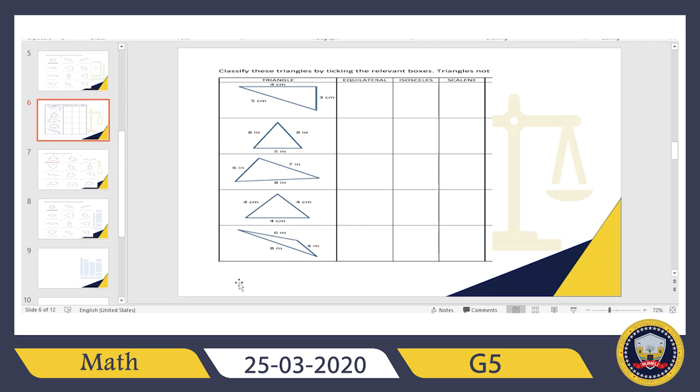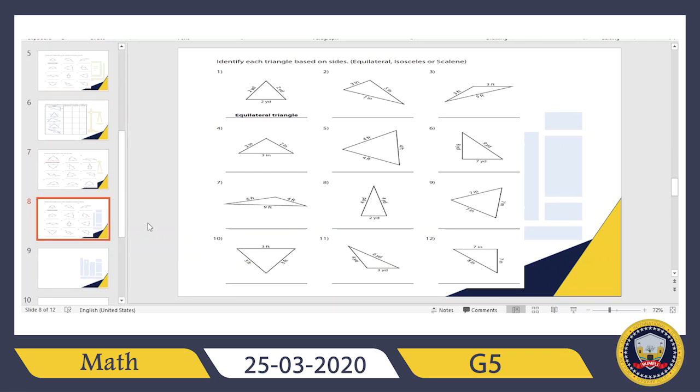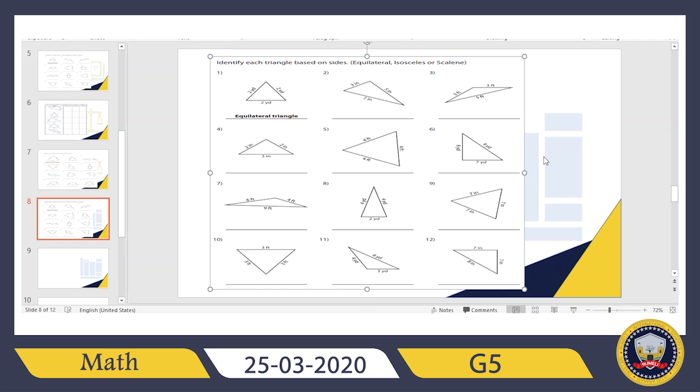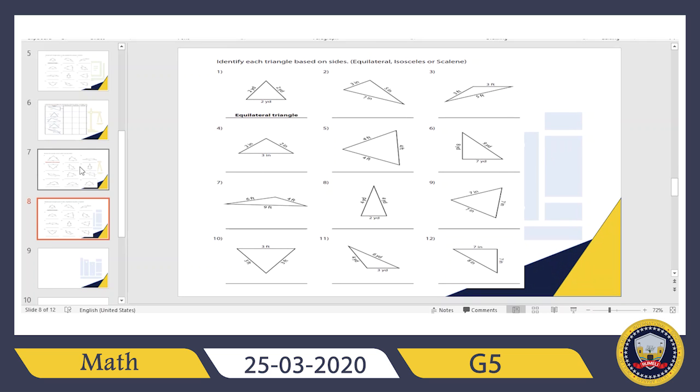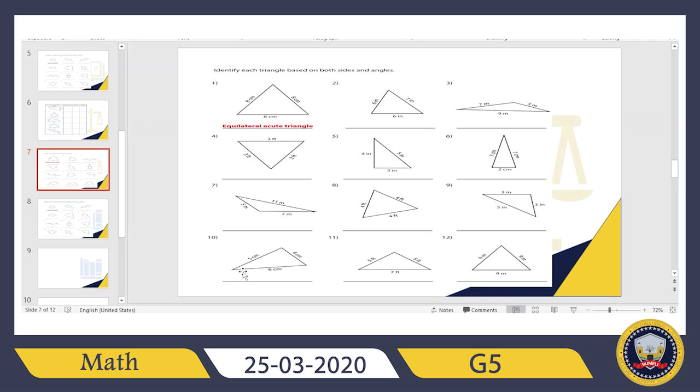Number 10, first side is 5 centimeters, second side is 4 centimeters, and the third side equals 6 centimeters. All the sides here are different. They are not the same. They are not equal. All the sides are different in their length. So I name this triangle a scalene triangle, right?